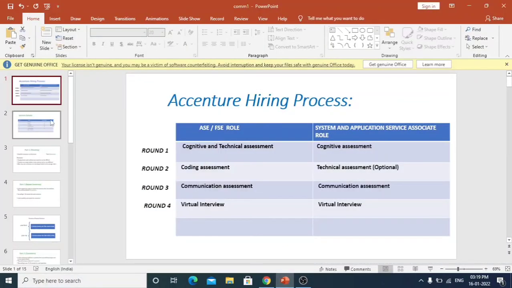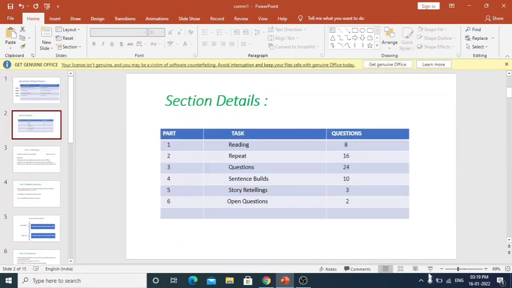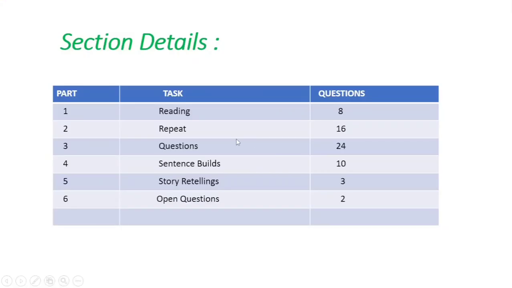Now let us see what the communication assessment in Accenture is. This is the section-wise detail of the communication round. The first section is reading, which includes 8 questions. The second section is repeating the sentences, which includes 16 questions. The third section is questions, and they will ask you 24 questions. The fourth section is sentence building, and it will include 10 questions. The fifth section is story retelling, and it will include 3 questions. And the last section is open questions, and they will ask you 2 questions.